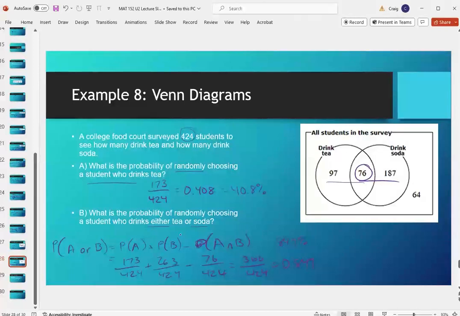Now, again, you could have also just counted these three and divided by 424. That would have gotten you 360 as well. Or you could have calculated the probability that they choose neither of them and then use the complement. 1 minus 64 over 424 is also going to give you 0.849. Lots of different ways to get to the same answer. Okay? And so there's no wrong way to do it. Just know the question that you're trying to answer.